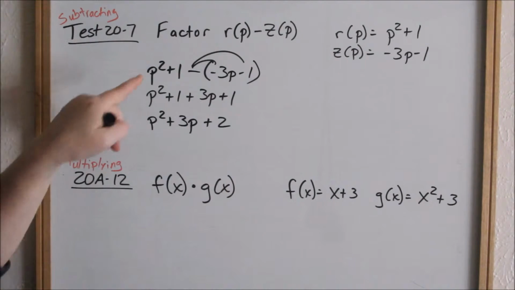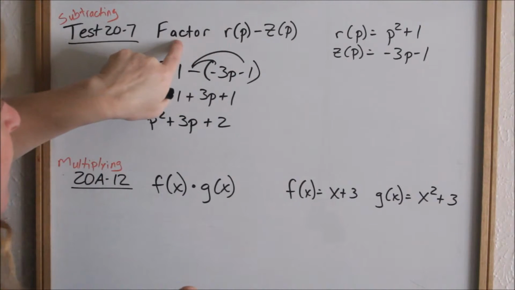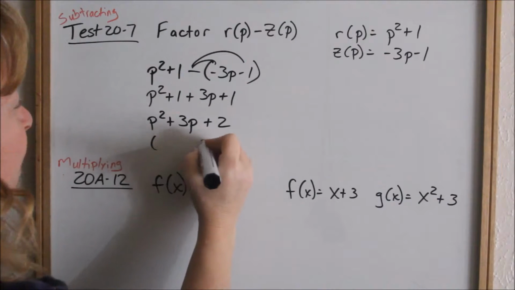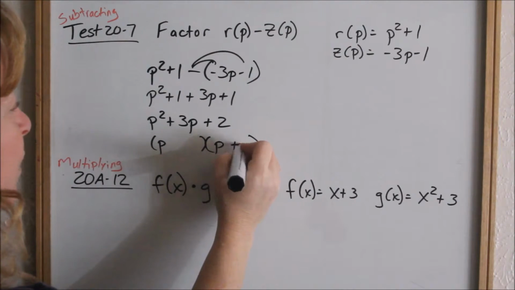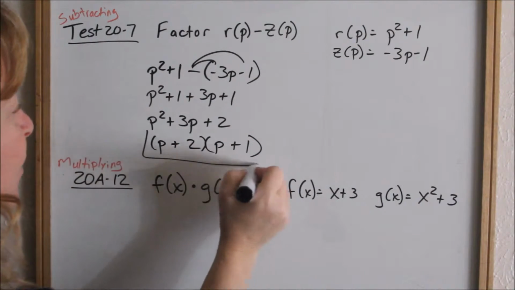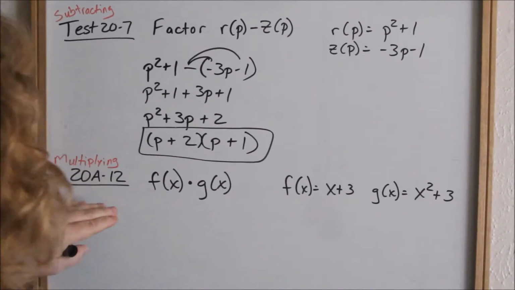The original problem said they want you to factor this. They want you to do r of p minus z of p, then factor. So now that I've got this trinomial, now I need to factor it. I can't factor anything out. I'm in a positive world. Only factors of 2 are 2 and 1. And so if you FOIL that back out, you will end up getting that trinomial.